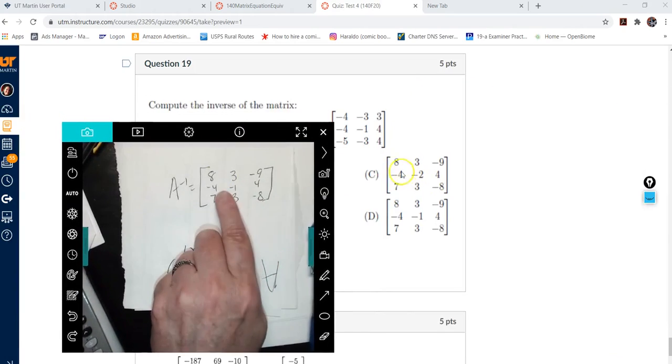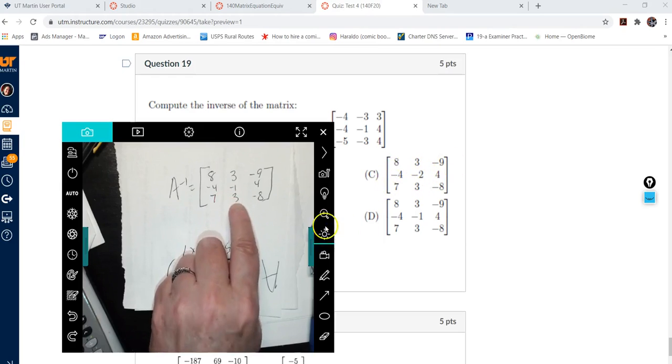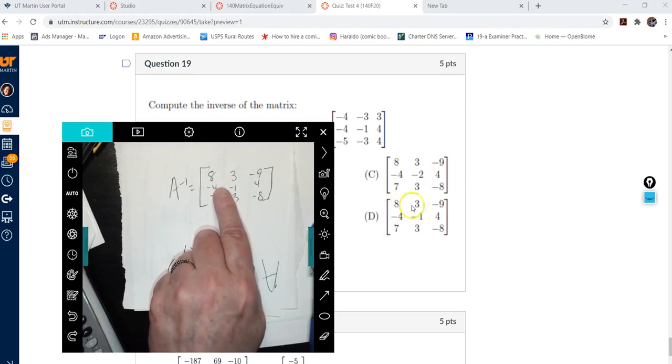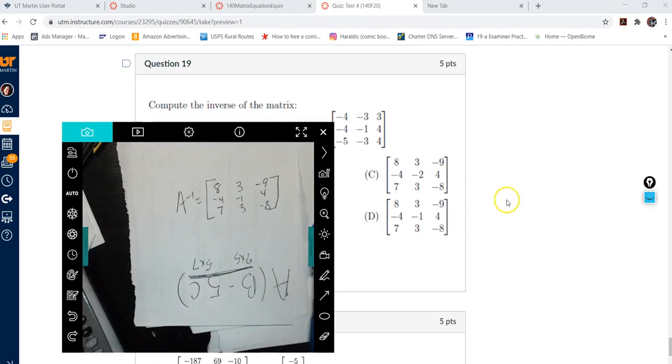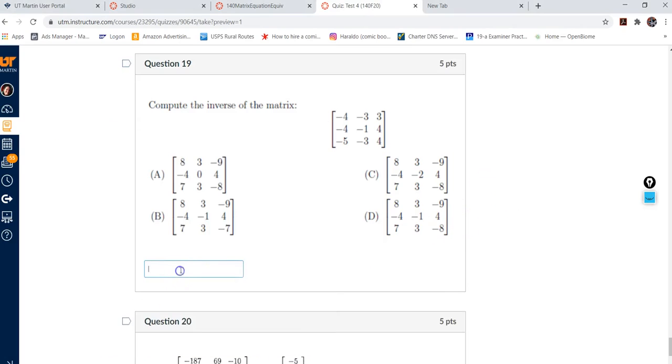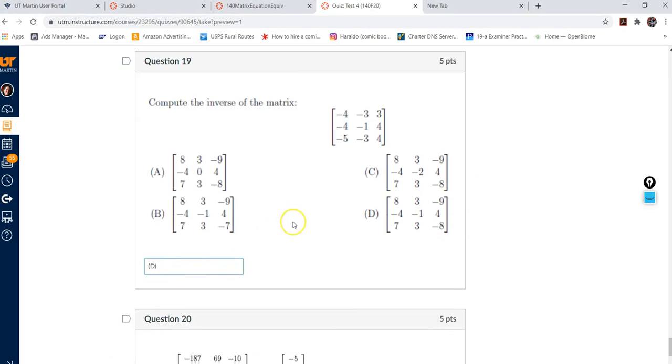All right, what about entry C? 8, 3, negative 9, 4. Nope. And so by default, it's got to be D, but I'll just check it. 8, 3, negative 9, negative 4, negative 1, 4, 7, 3, negative 8. The correct answer is D. So I'm going to enter it the way it's entered there. But again, if I left off the parentheses or used a lowercase, it would have been accepted.